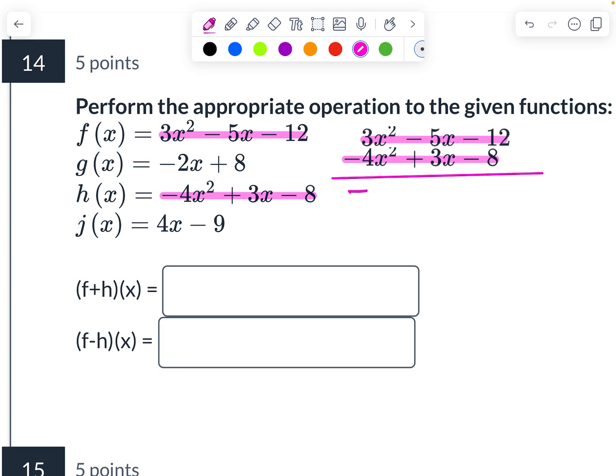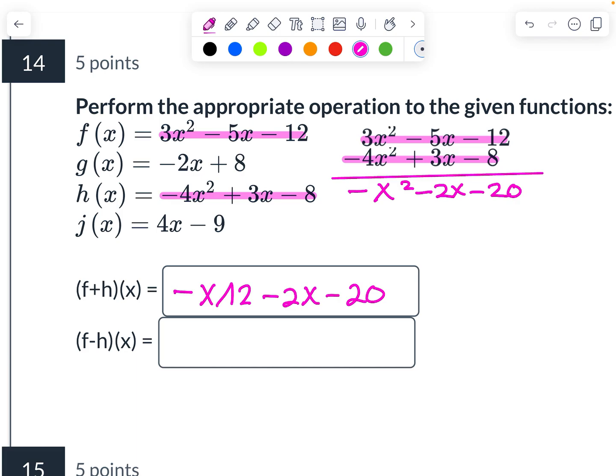And when we combine them, we have negative x squared minus 2x minus 20. So we have negative x to the power of 2 minus 2x minus 20. Do not write a 1 in front of the x squared, and remember you have a negative number. All right, then the next one is f minus h.